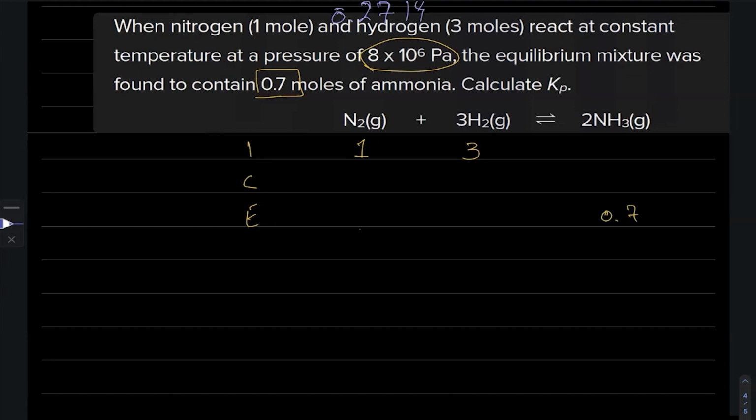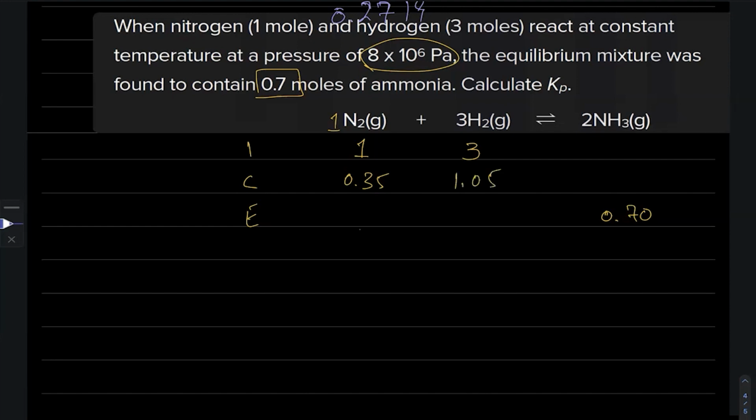Now, this is the important bit. Because 0.7 of ammonia is made, that tells me how much nitrogen is used up. The ratio of nitrogen to ammonia is 1 to 2. That means half of 0.7 is the nitrogen that was used up. So half of 0.7 is 0.35. One way to do this is to think of it as 0.70, and half of 70 is 35. So you can easily do it. Now you have the number of moles of nitrogen that reacted to make this ammonia. And 3 times that will be the hydrogen that reacted. So 3 times 0.35 is going to be 1.05.